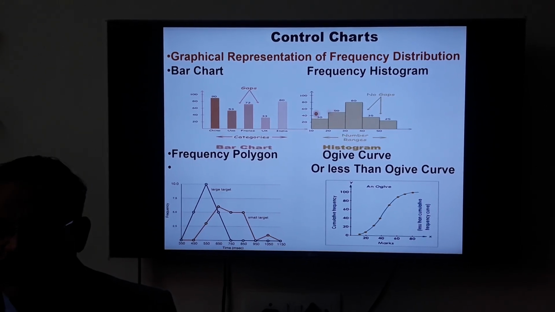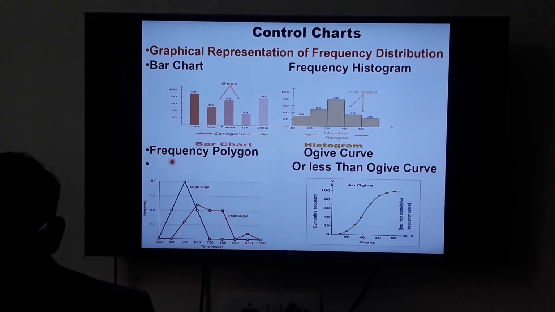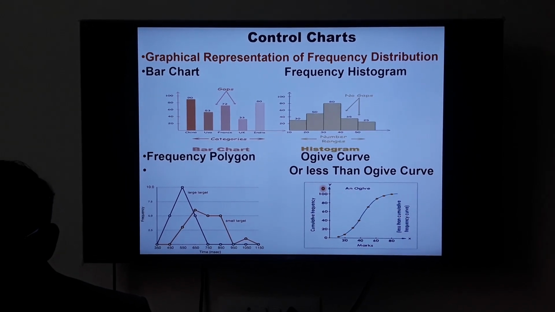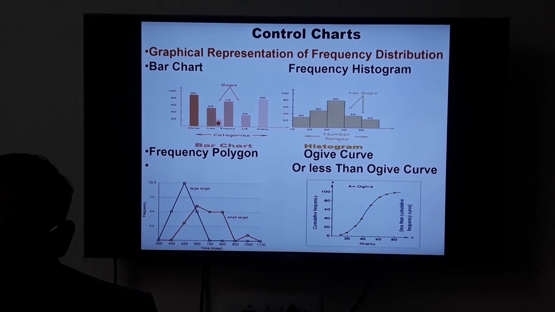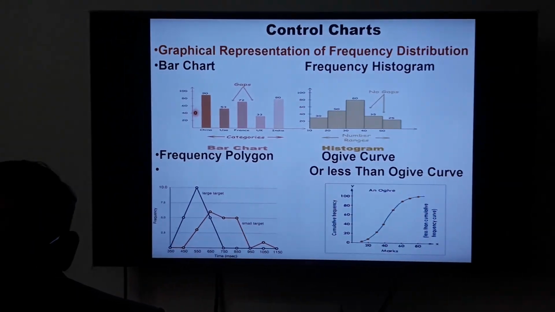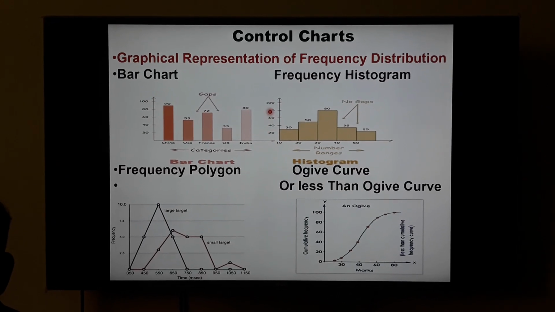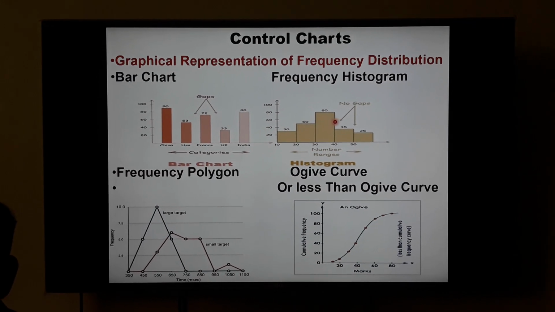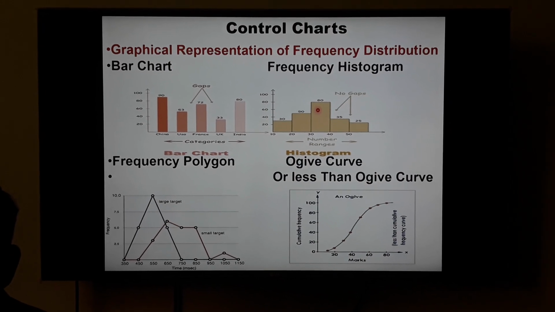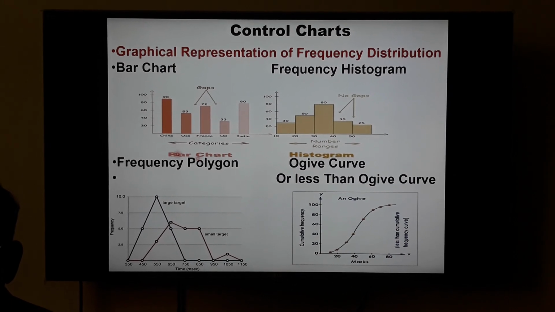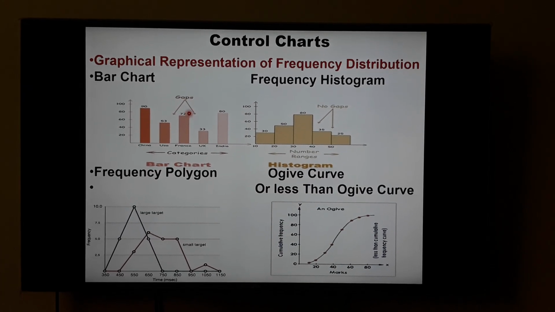What we have arranged can be shown on a bar chart, on a frequency histogram, or frequency polygon, or Ogive curve, or less than Ogive curve. What is the difference between a histogram and a bar chart? What this represents is the number of ranges and the frequency, the occurrences of frequency. In the frequency histogram you won't find any gap between these bars, and in the bar chart you will find the gaps between these bars.